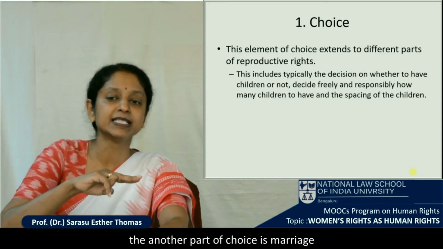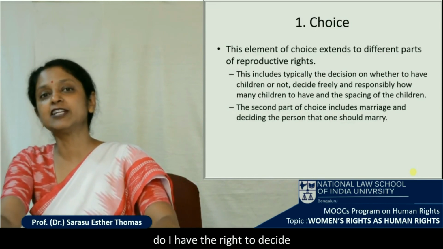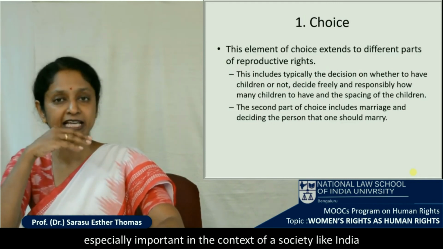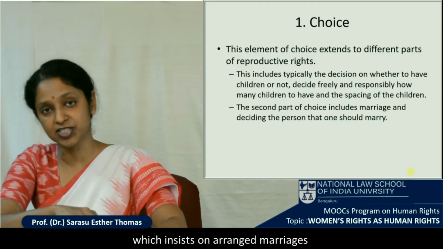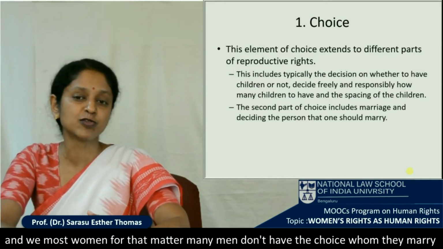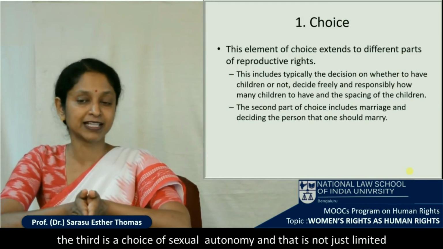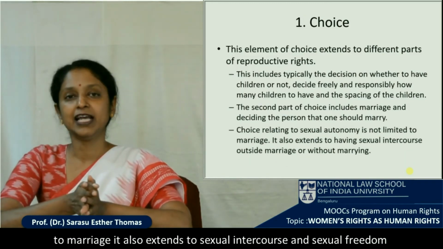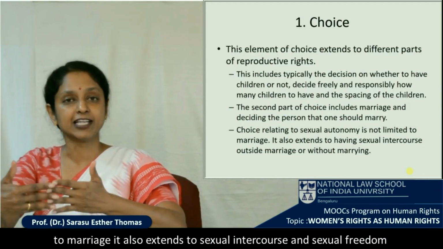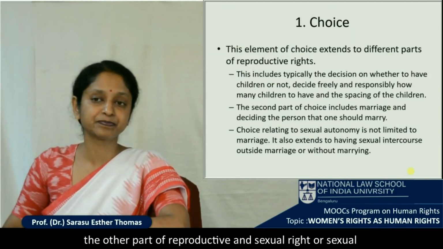Another part of choice is marriage, to decide whom I should marry. Do I have the right to decide? Especially important in the context of a society like India, which insists on arranged marriages, and where most women, and for that matter, many men, don't have the choice of whom they marry. The third is the choice of sexual autonomy, and that's not just limited to marriage. It also extends to sexual intercourse and sexual freedom outside the marriage or with or without marrying.